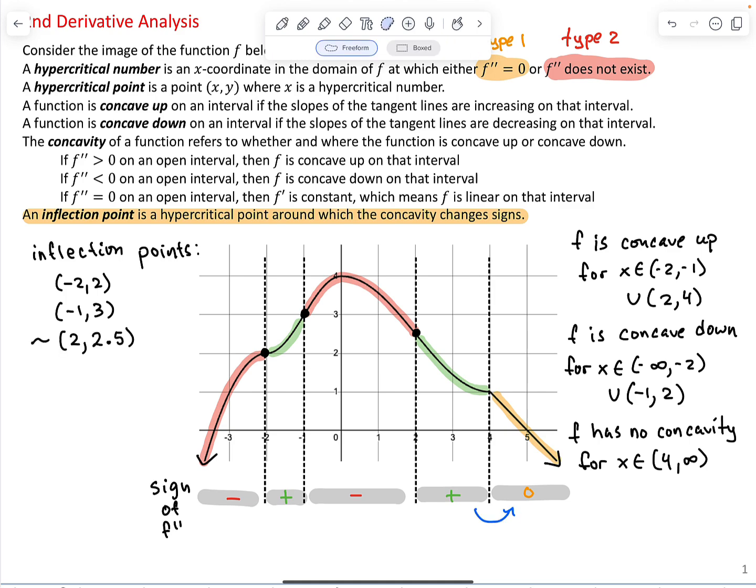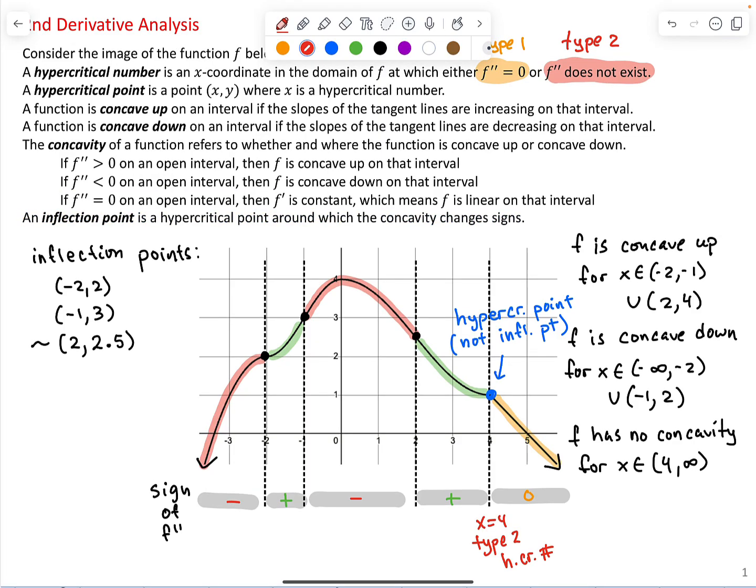Now around x equals 4, concavity went from positive to 0. This is not technically a change in sign. This will be a hypercritical point as well as a critical point, but for our purposes, we will not consider it an inflection point because concavity did not change sign. So we have only 3 inflection points. x equals 4 would be a type 2 hypercritical number because x equals 4 is in the domain. There is a point there, but the first derivative does not exist because of the sharp corner, and therefore the second derivative would not exist there either.